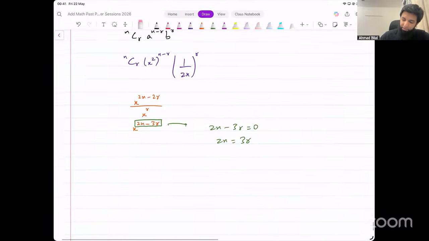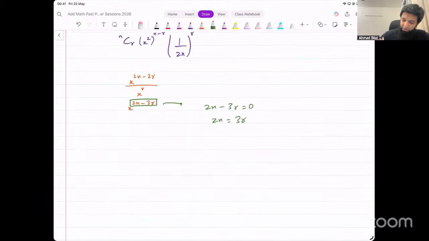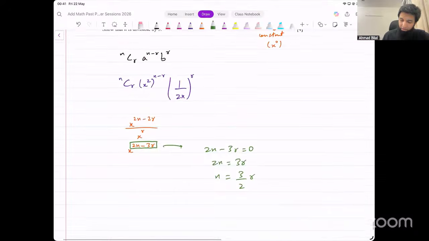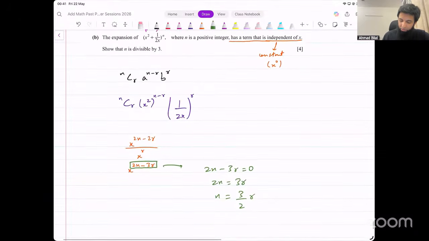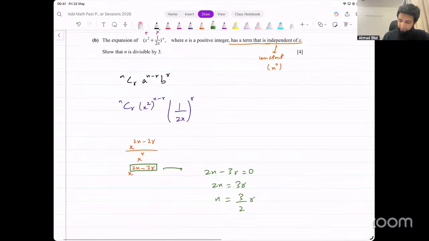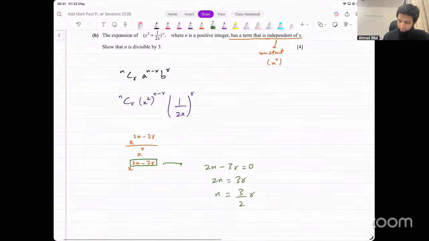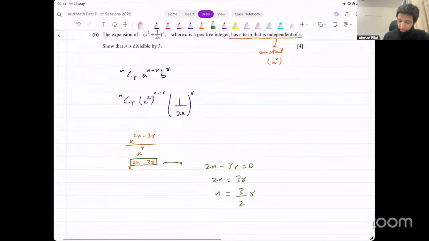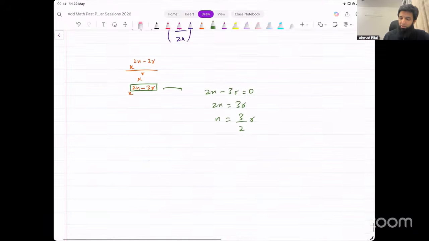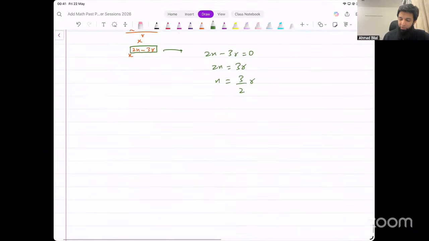Okay, so how do we explain this now? We could say, let's write n as 3 over 2 times r. Now, r needs to be an integer as well. n has to be an integer and r also has to be an integer. Both of them have to be integers.